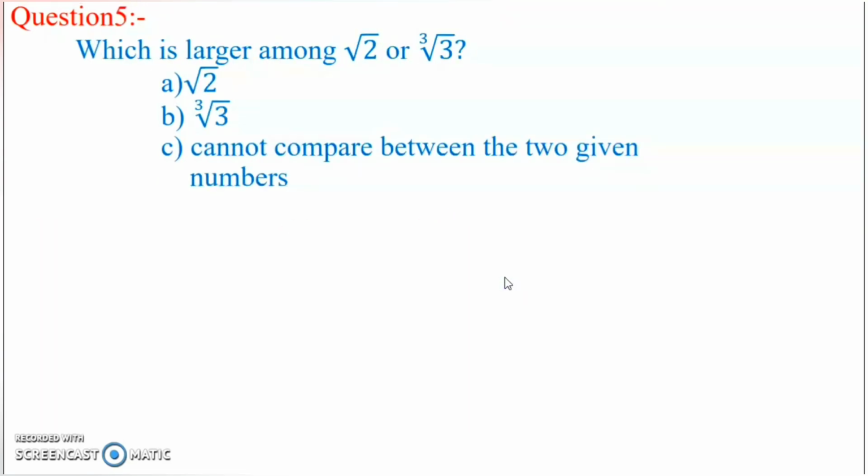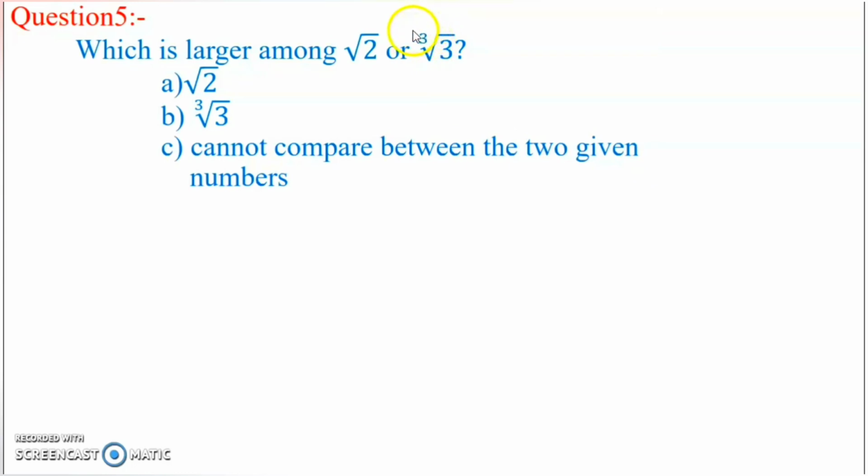Going to the next question. So the next question is, which is larger among these two quantities? The quantities are root 2 and cube root of 3. So by just looking at these quantities, you may not be able to tell which is larger. So there is a method to do so. What you have to do is look at the order. So what is the order? This is the cube root.